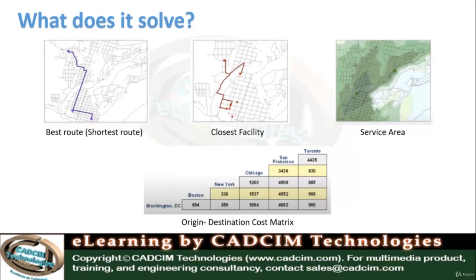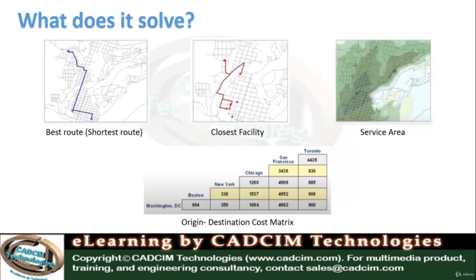First is the best route algorithm, which allows us to find the best route between a series of stops in the order you specified, or you can reorder the stops to find the best route for you. I'll be showing you a demo to find the shortest route in the software in just a minute.